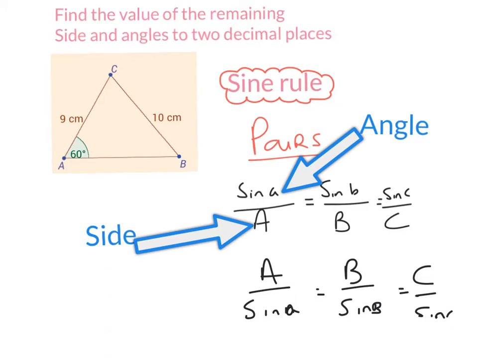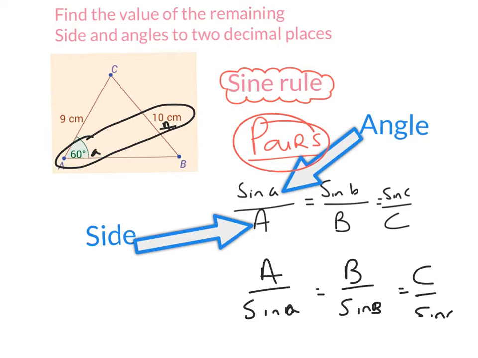So I'm looking at this triangle here now and I want to pick pairs, okay? So I can spot that the 60 degrees and the 10 centimetres, if that side was capital A, this would be little a. So they are a pair that match. I only have one other piece of information, which would be this 9 centimetres, and using the sine rule, I would be able to find its pair. As long as I have a pair that matches, I can find the other pair. So that's what we're going to do now.